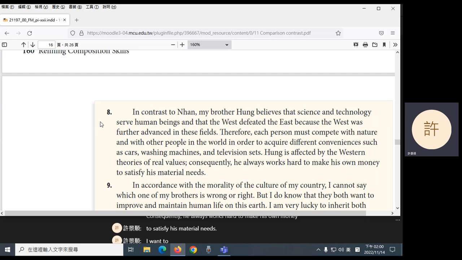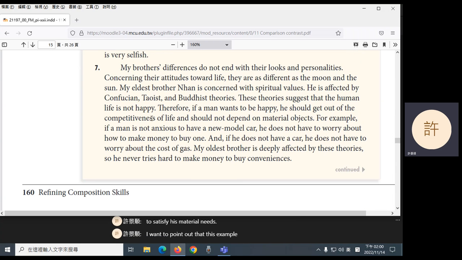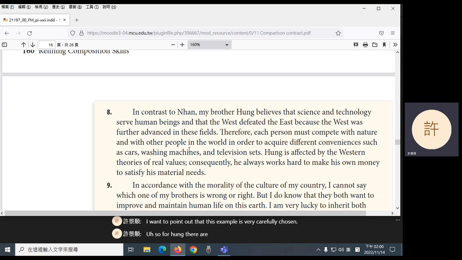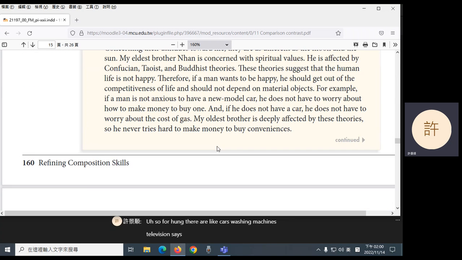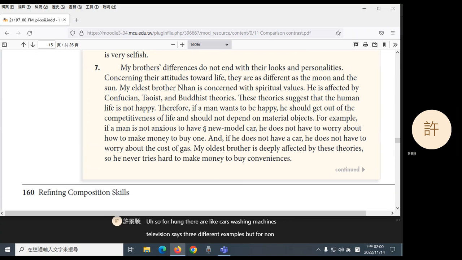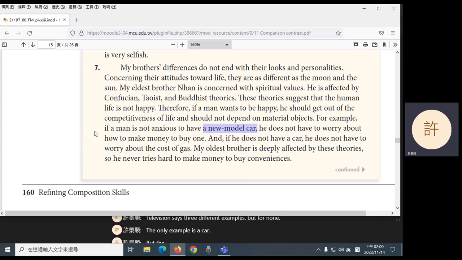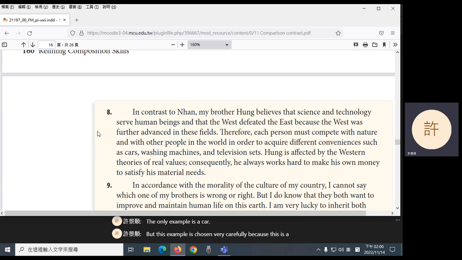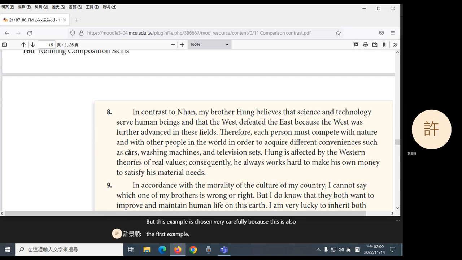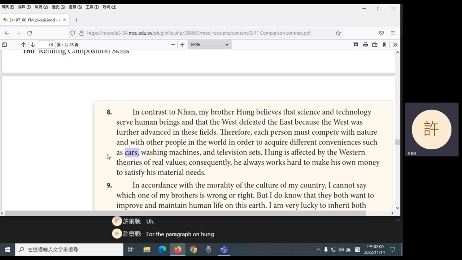I want to point out that this example is very carefully chosen. So for Hung, there are cars, washing machines, television sets, three different examples. But for Nan, the only example is a car. But this example is chosen very carefully because this is also the first example for the paragraph on Hung. So by making this one the first example, it reminds us about what Nan thinks about cars. Same object, different attitudes, creates a strong contrast.